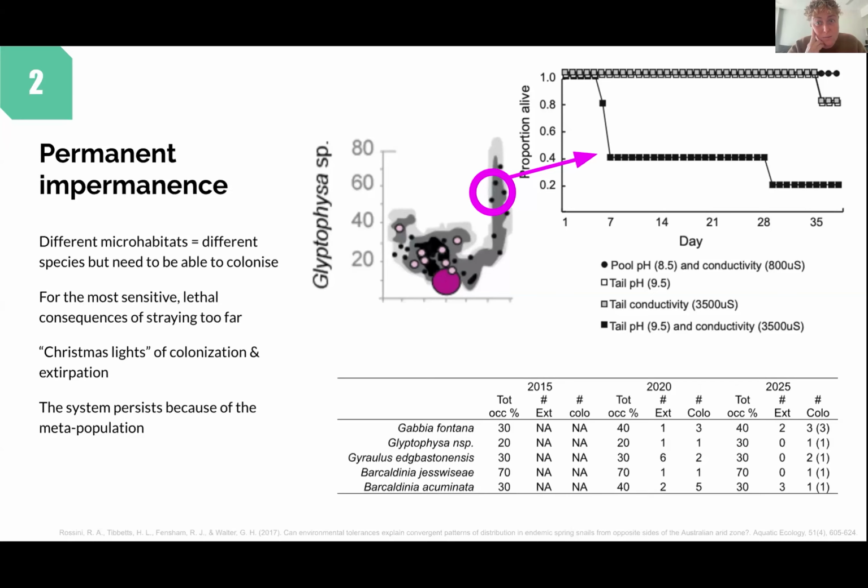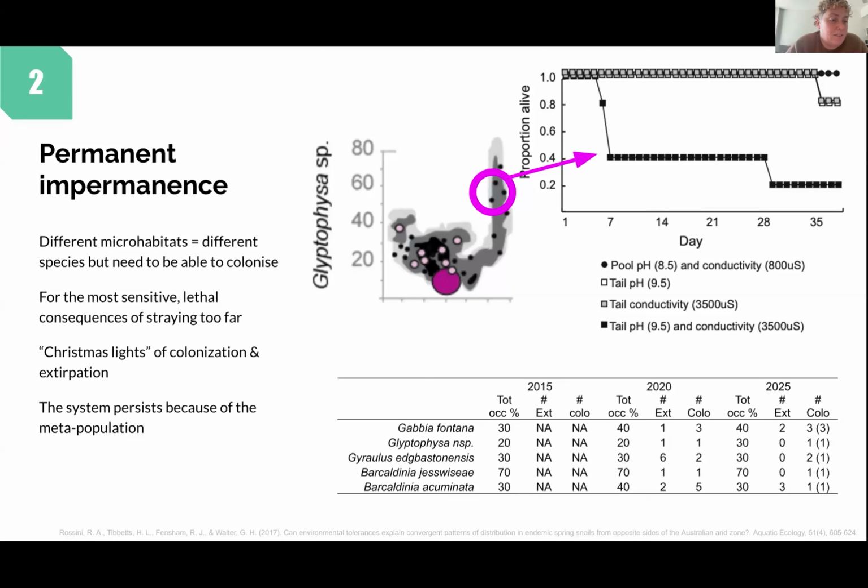This is some results from some experimental work we did. We found that if you expose Glyptophysa to the conditions that are common in the tail of a spring, most of them die within about a month. So if a spring changes, they're not going to last much longer.